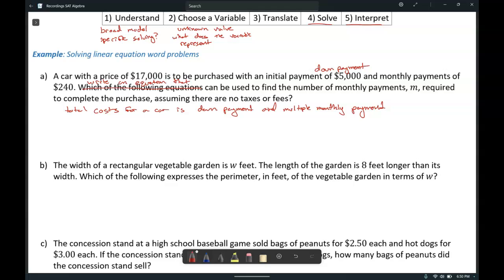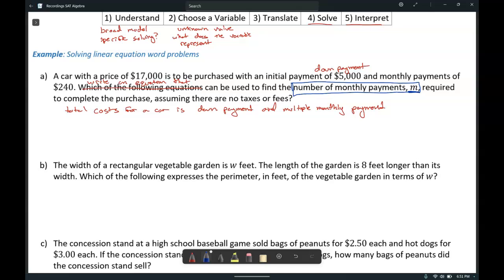So then we want to look at what we are solving for. In this case, we just need to identify an equation. All we're doing is writing an equation that models the scenario. So let's continue to build that equation. The next thing we'll need to do is choose a variable, and in this case, a variable is provided for us. We just need to make sure that we can identify that M represents the number of monthly payments. So we've got our variable. Let's go ahead and translate.